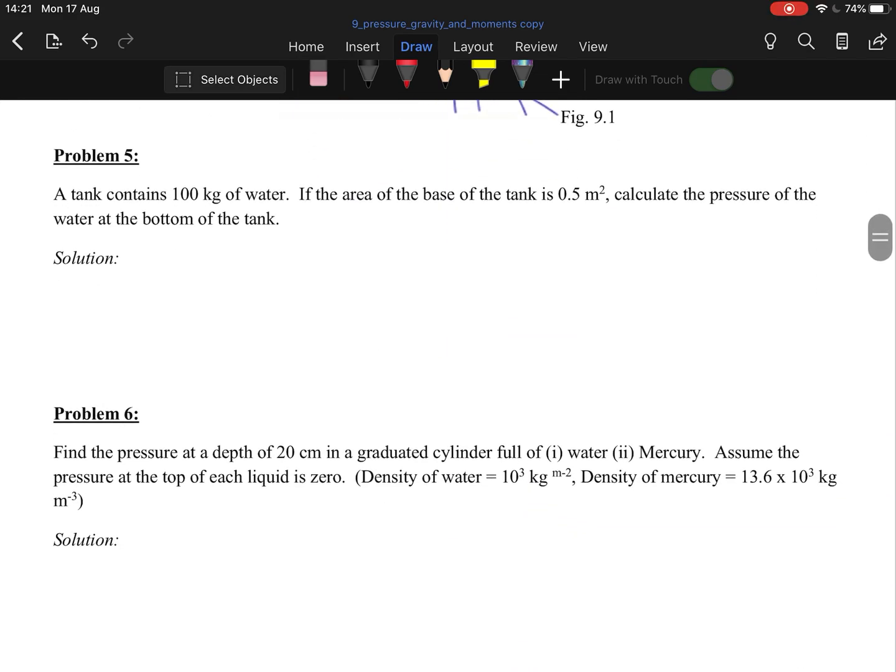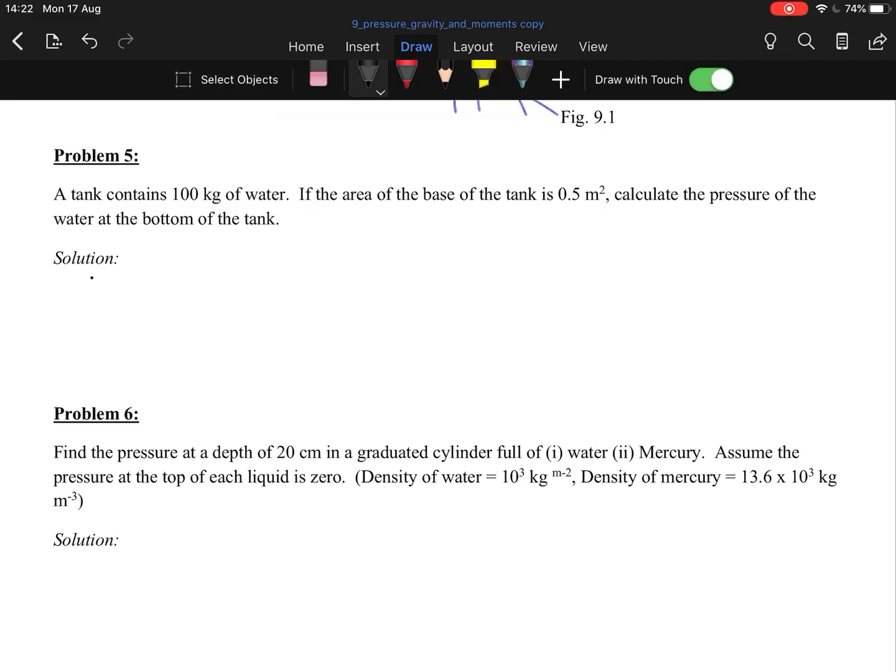Okay, problem 5 then. So I'll do these 2 questions. I'll demonstrate atmospheric pressure, and we'll start on Boyle's law, and I'll stop it there. I'll stop at Boyle's law, which is page 6, and then after that we have a few things to do. So a tank contains 100 kgs of water. If the area of the base of the tank is 0.5 meters squared, calculate the pressure of the water at the bottom of the tank.